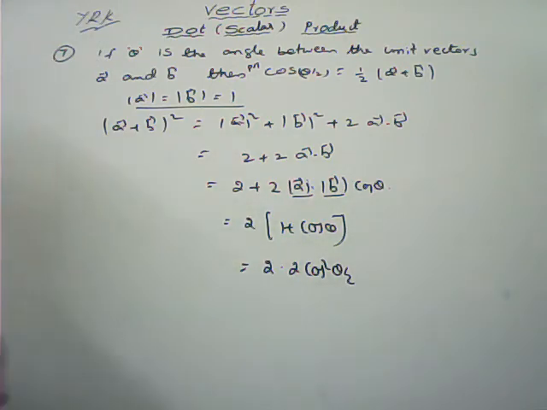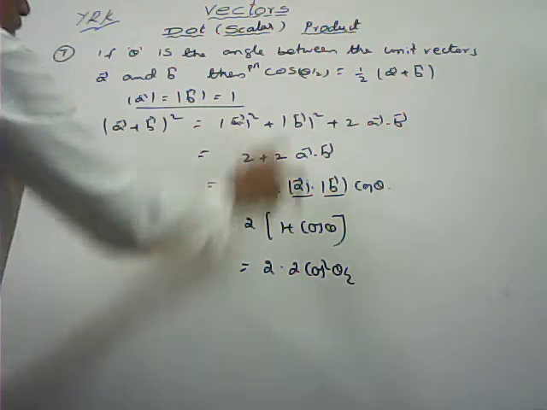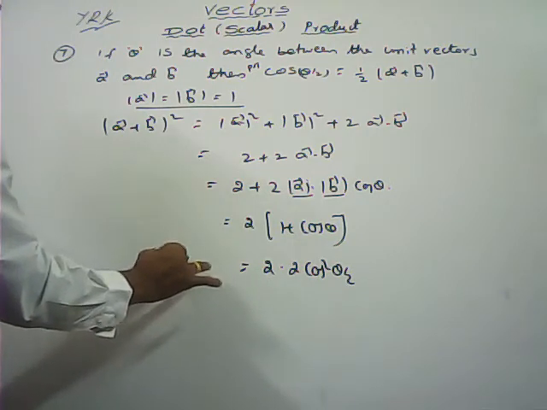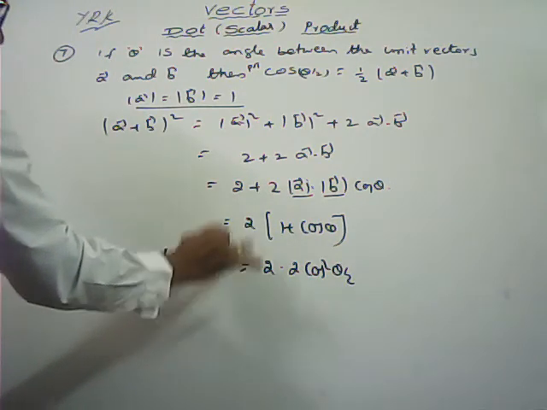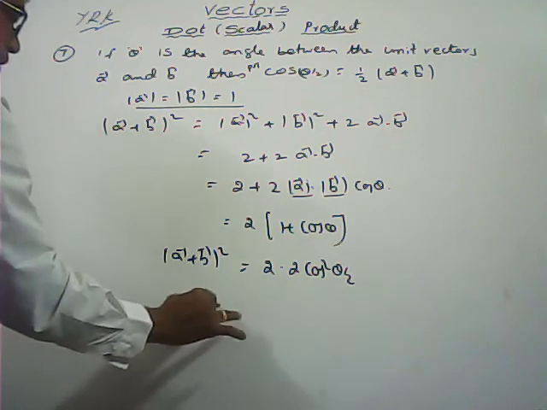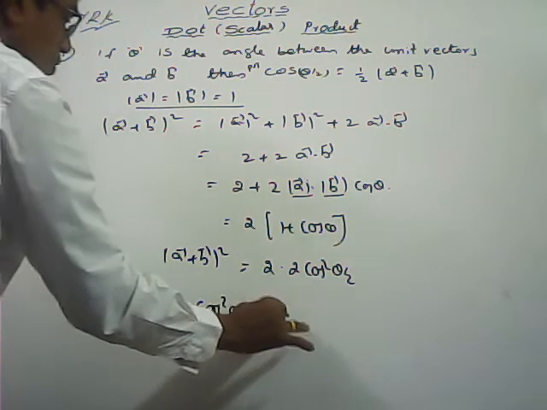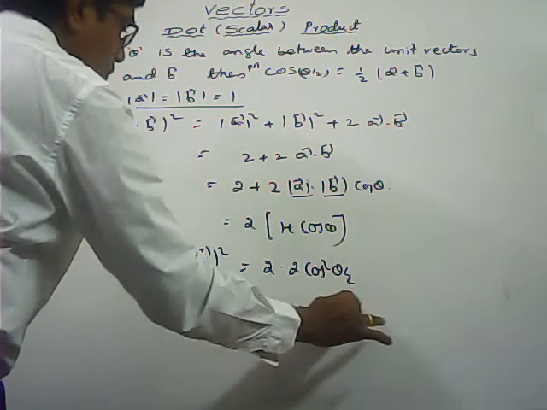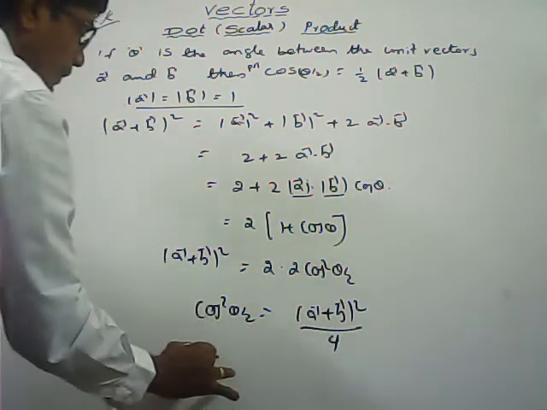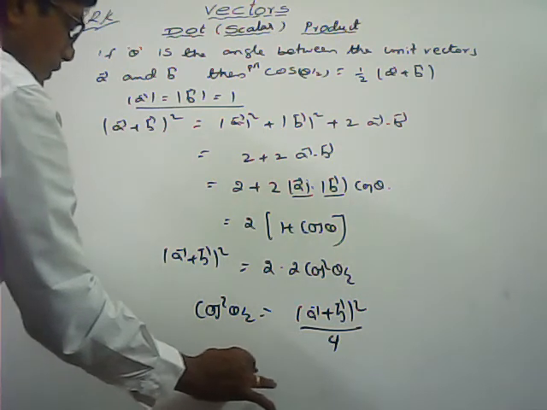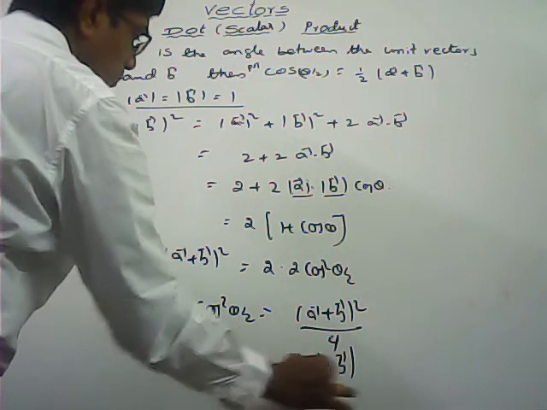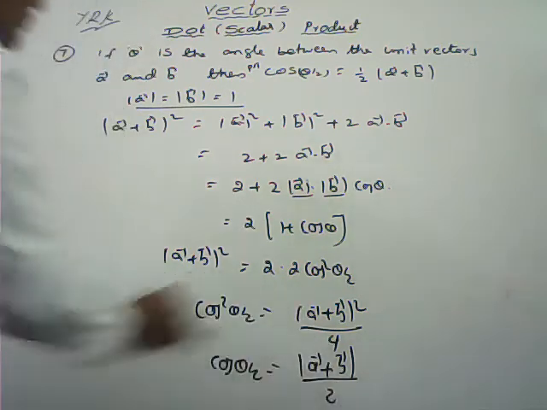So here what they are asking, cos theta by 2, this one we can make the subject. So cos square theta by 2 is equal to modulus of A bar plus B bar whole square by 4. If I take the square root, cos theta by 2 is equal to modulus of A bar plus B bar by 2.